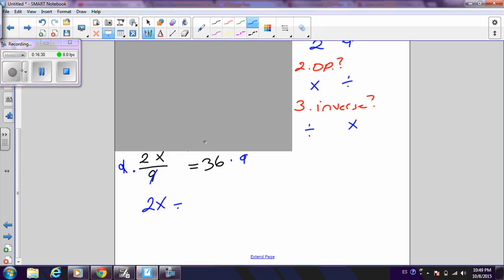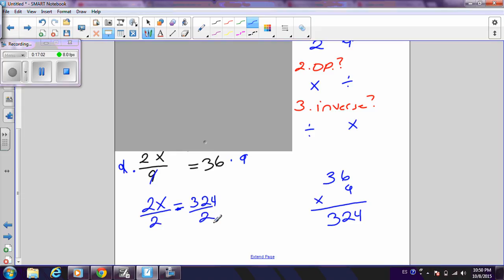And then we have to do 36 times 9. With 36 times 9, we know the answer is exactly 324. Alright, so I have 324. Let's make that into an equal. Now we look at our 2. The 2 needs to move. According to our little chart right here, 2 is multiplication, inverse is division. So I need to divide by 2.